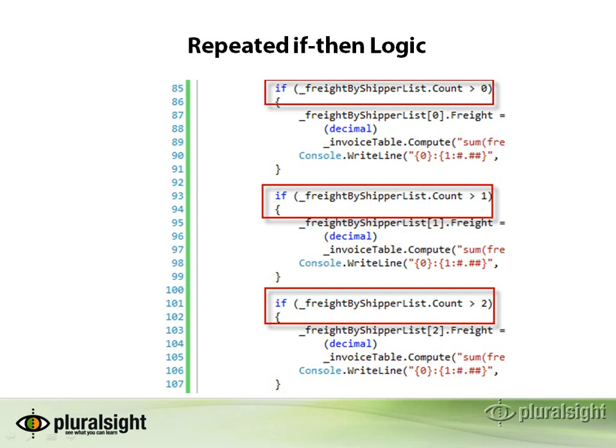Another symptom of violations of the don't repeat yourself principle that we see in our code is this repeated if-then logic. In this case, we can see that we're simply checking whether or not the count is a certain value in order to ensure that we are able to write out the value to our table. Let's look at how we can clean this up.